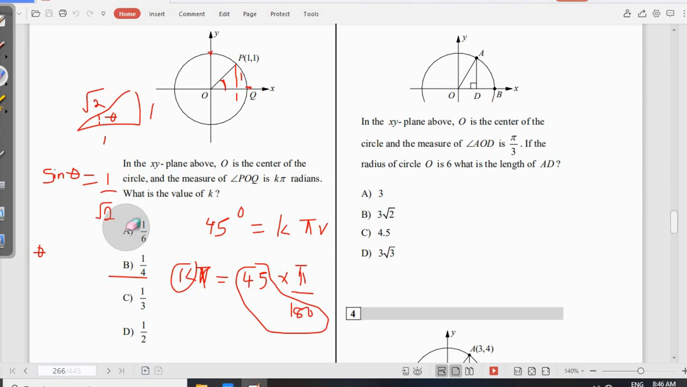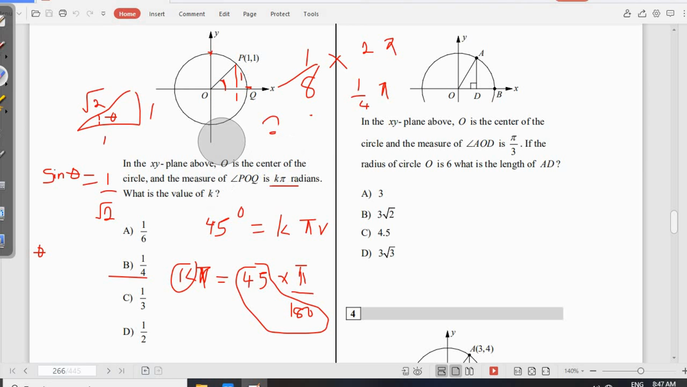And that makes some sense, because a circle is 2 pi radians, and this is half of this quadrant, so actually this is 1 over 8 of the entire circle. 1 over 8 times 2 pi will give you 1 over 4 pi, and that's what this k pi radians is. 360 degrees is 2 pi radians.